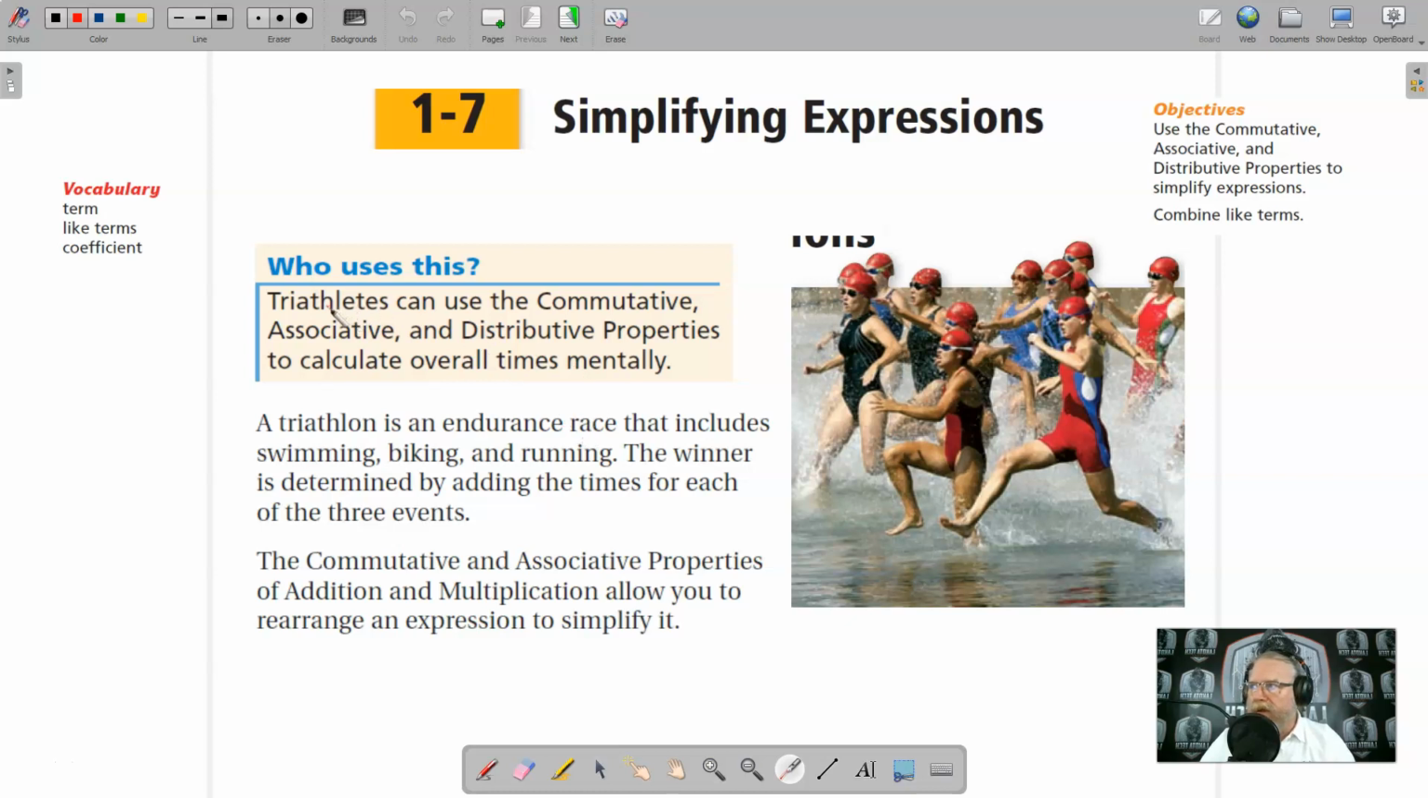So who uses this? Well, triathletes can use the commutative, associative, and distributive properties to calculate overall times mentally, that is to say, do mental math. A triathlon is an endurance race that includes swimming, biking, and running. Tri, meaning three events, swimming, biking, and running. The winner is determined by adding the times for each of the three events. The commutative and associative properties of addition and multiplication allow you to rearrange an expression to simplify it. So we'll go ahead and take a look at what all that is about.